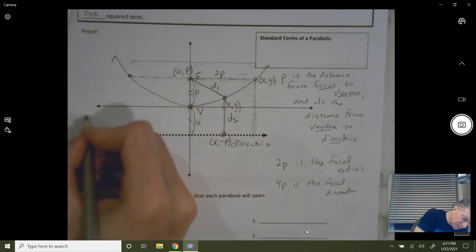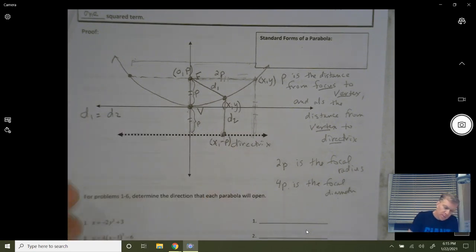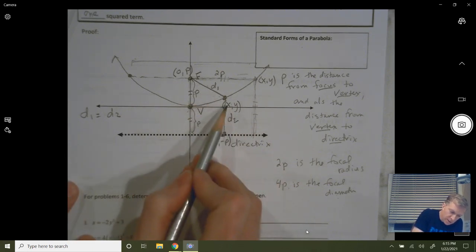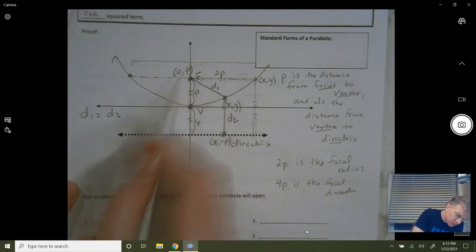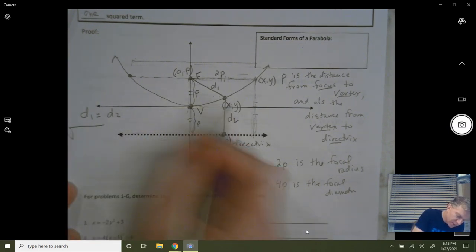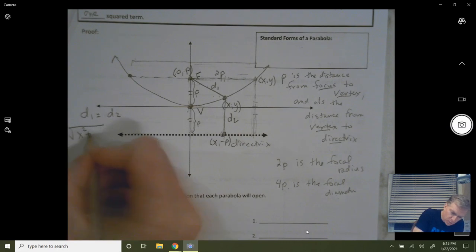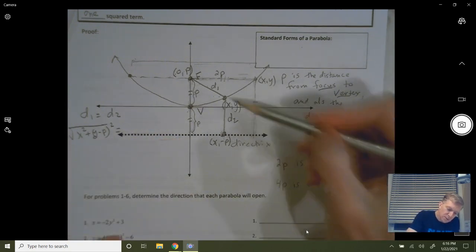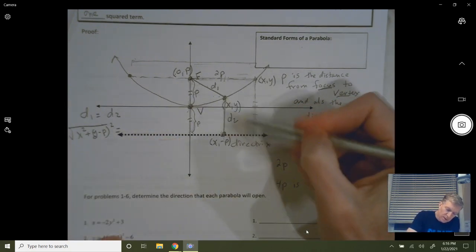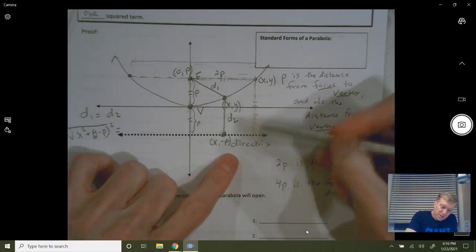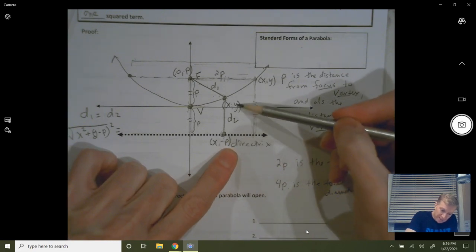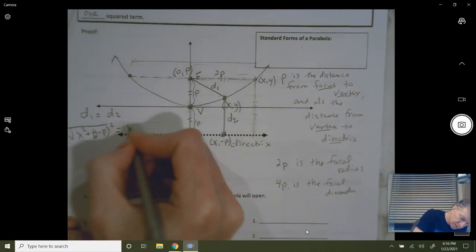Okay, and I need to set d1 equal to d2. So d1 equals, we can use the distance formula, the square root of x1 minus x2 squared plus y1 minus y2 squared. So x minus 0 squared plus y minus p squared is equal to d2. Now d2 is this distance. You could subtract, the absolute value of y2 minus y1. So we could do y minus negative p, or y plus p.